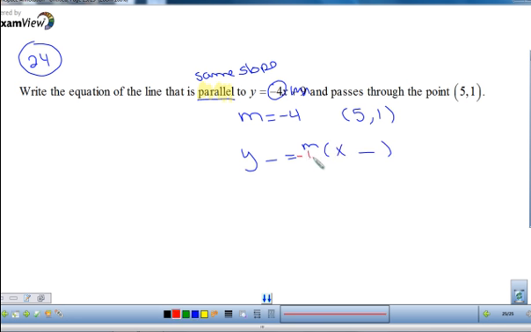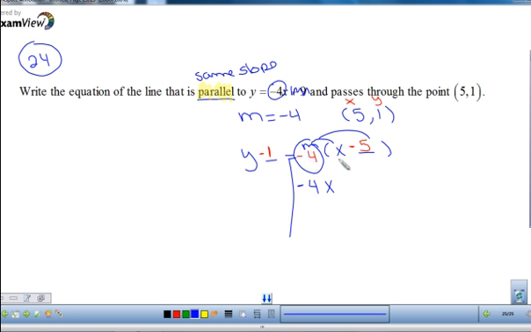My slope is negative 4. The x goes with the x, but when we write it down, we have to change the sign. Since 5 was positive, it becomes negative. Y is 1. So once again, when we write it, we have to change the sign. And again, since it doesn't tell us to write it in point slope form, we have to solve for y.